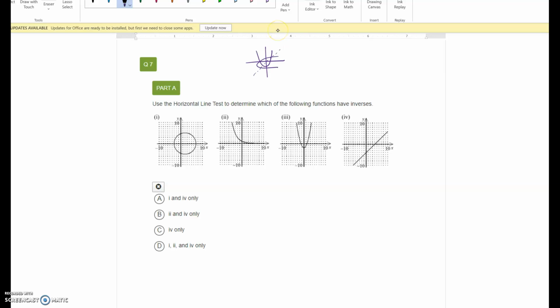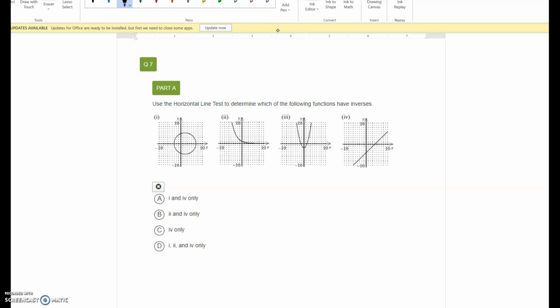This new function, after we reflected it, would not pass the vertical line test, and this would not be a function. So we kind of save ourselves some time by doing the horizontal line test. If a horizontal line touches more than 1 point, then the inverse is not going to be a function.